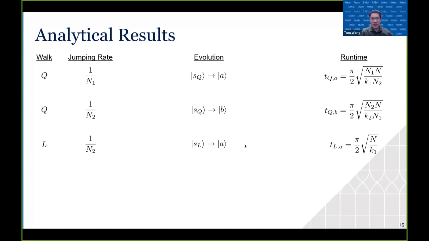So the standard Laplacian quantum walk finds the marked vertices in the left set in time pi over 2 times the square root of the total number of vertices divided by k1, which is the number of marked vertices in the left set.